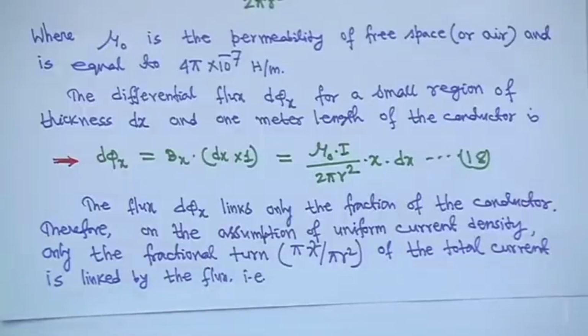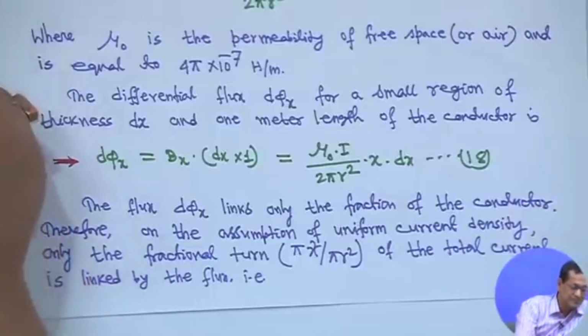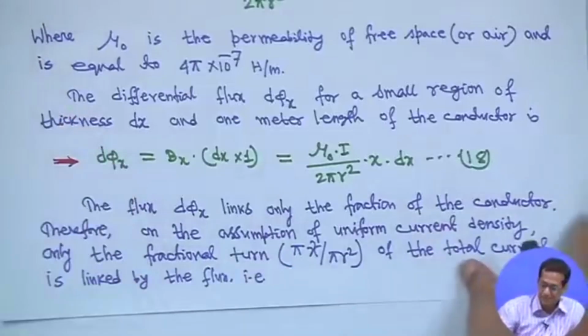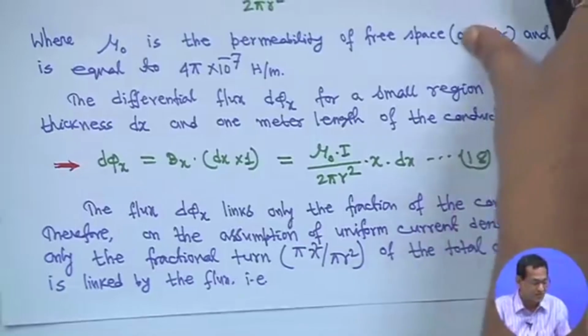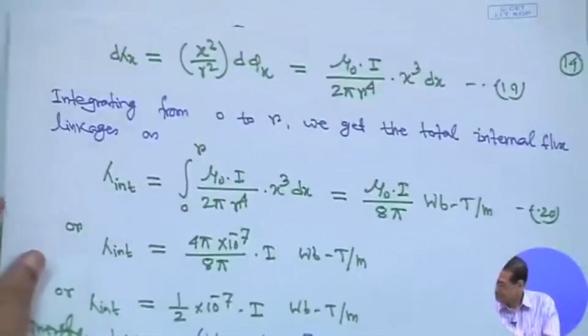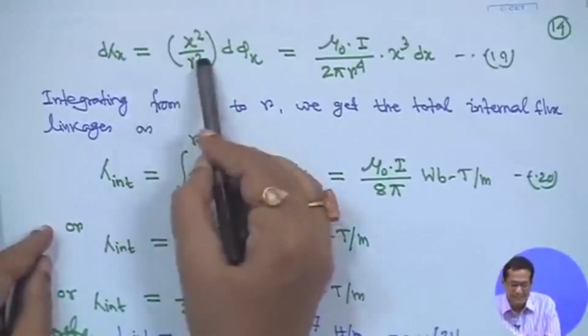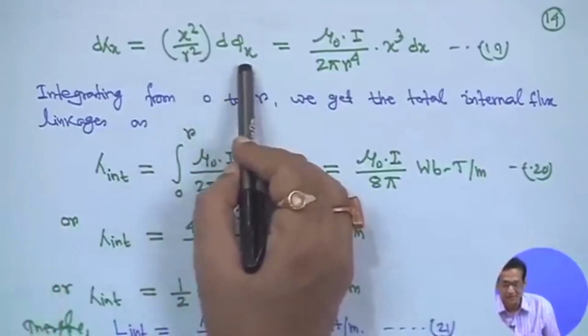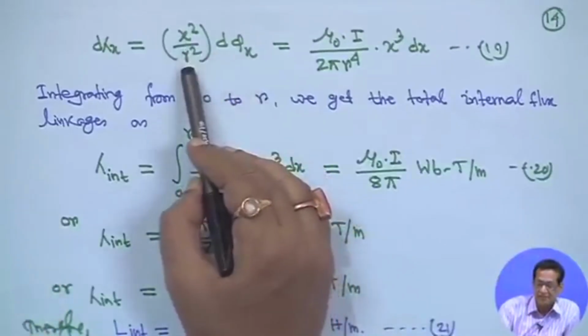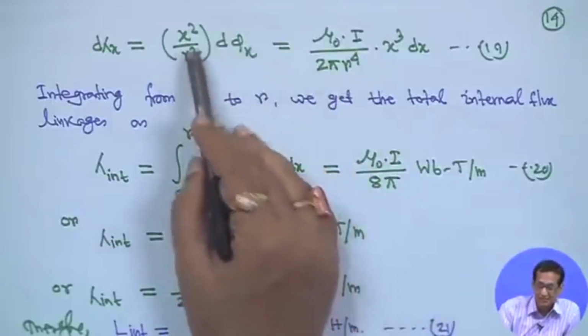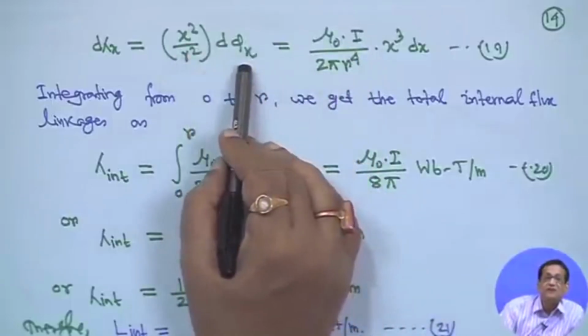This way we imagine. So, the flux linkage will be d lambda x, which is the fractional turn into d phi x. So, x square upon r square, pi cancels, into d phi x.